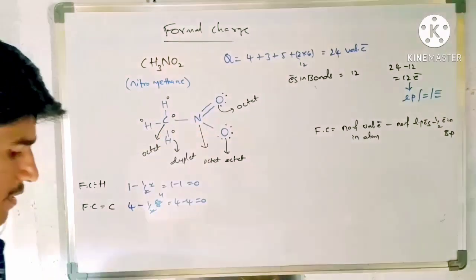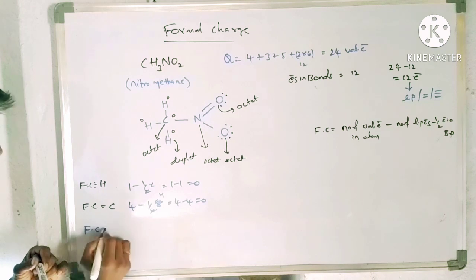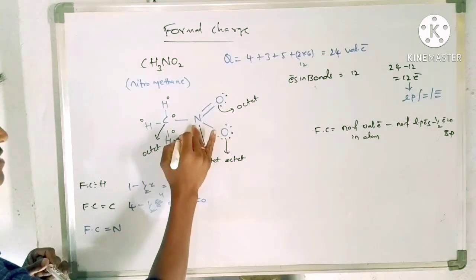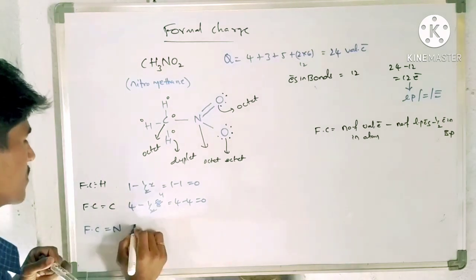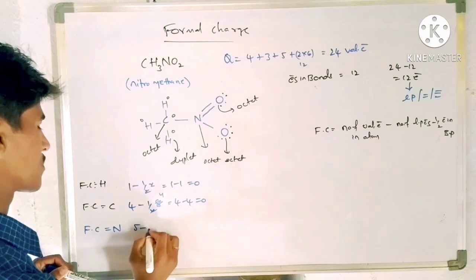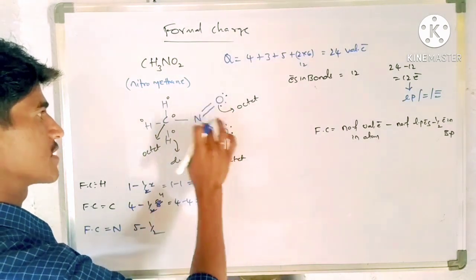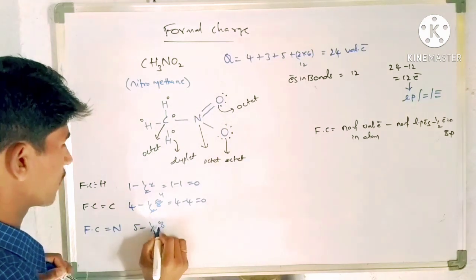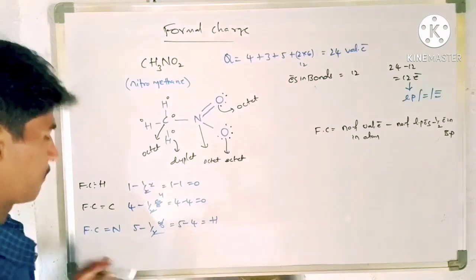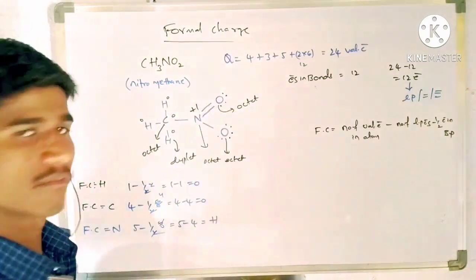Next, coming to the formal charge of this nitrogen. Nitrogen has how many valence electrons? It is in group number 5, so valence electrons are 5. Minus, is there any lone pair of electrons? There are no lone pair electrons. Now how many electrons in the bonds? 1, 2, 3, 4, 5, 6, 7, 8. 8 electrons are there in the bonds. So 5 minus 4 is equal to plus 1. The formal charge of this nitrogen is plus 1.